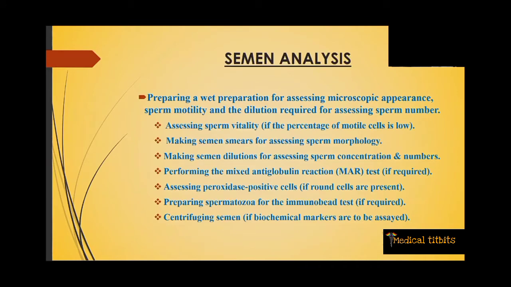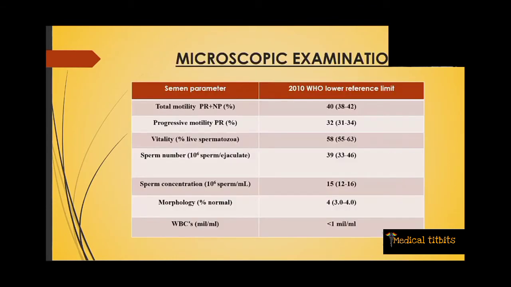Now coming to the detailed microscopic analysis, a wet preparation is prepared, and for that 10 microliters of semen is spread on the Makler or Neubauer counting chamber, and it is covered by a cover slip of 20 to 22 micrometers, so that the depth of the semen column is around 20 micrometers, which would be ideal for assessing most of the parameters. Now, what are the microscopic parameters which we are going to look at?